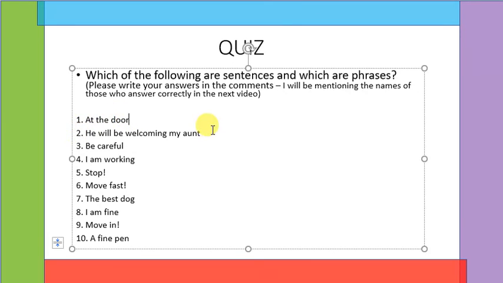At the door, he will be welcoming my aunt. Be careful, I'm working. Stop, move fast. The best dog, I'm fine. Move in, a fine pen.